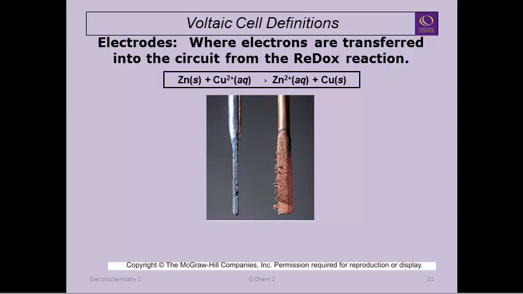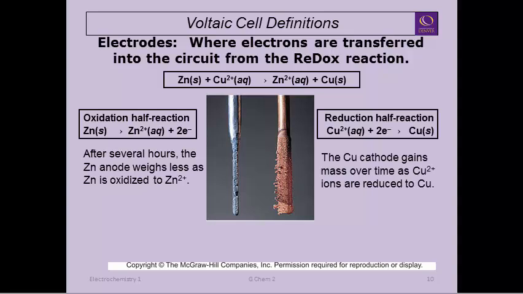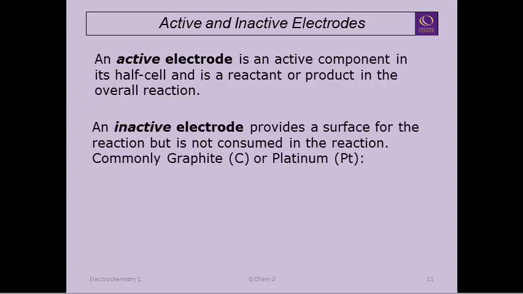And after running the reaction for a while, you would notice something. In the zinc half reaction, zinc is going to zinc 2+, going off into the solution, so over time the zinc bar would start to lose weight. And on the other side, copper is actually picking up copper from the copper solution, so it's gaining in weight. So these are technically called active electrodes. They are literally part of the redox reaction themselves, as opposed to an inactive electrode, which is a conductive material that doesn't participate in the redox reaction.